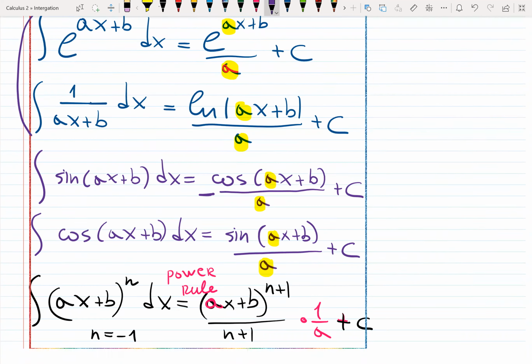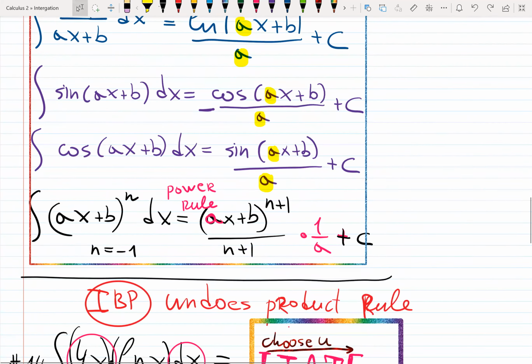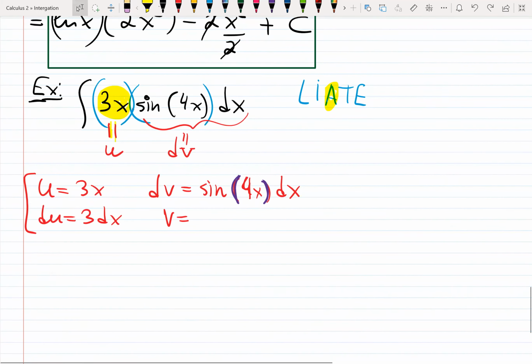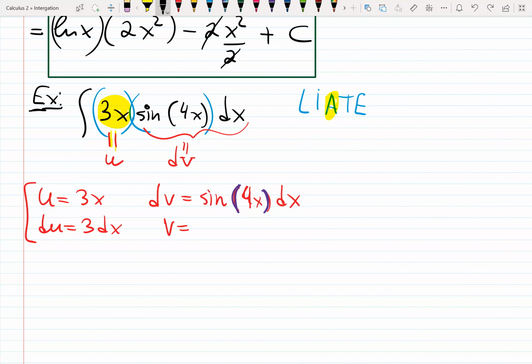And one is power. So let's do it. Integral of sine is plus or minus cosine. Copy 4x, divide by the leading coefficient. And now check, derivative of cosine is minus sine. So minus. See how consistent I am. I like it.